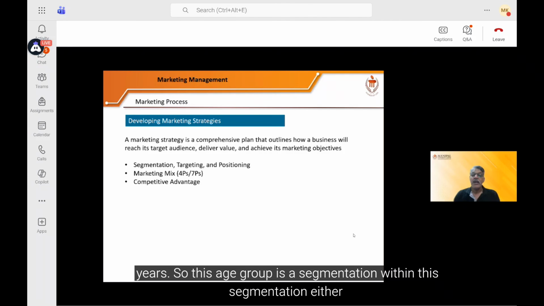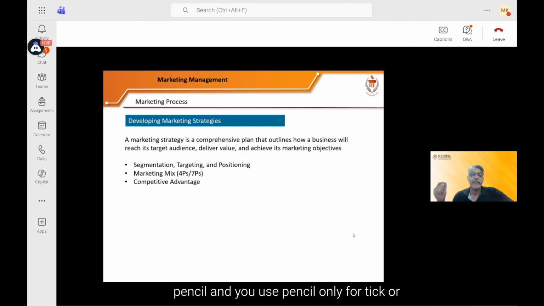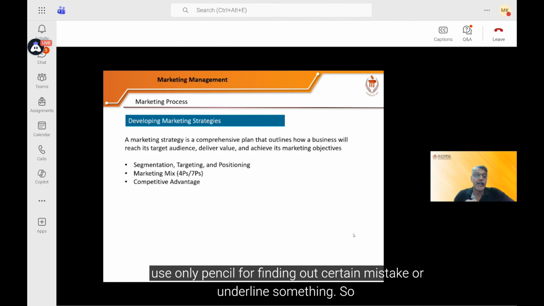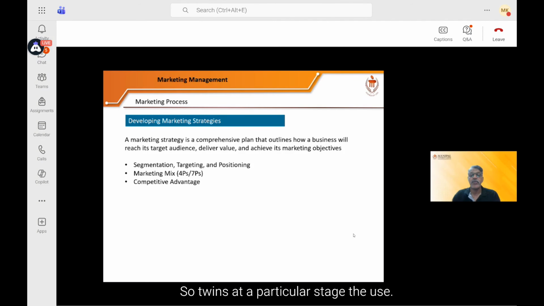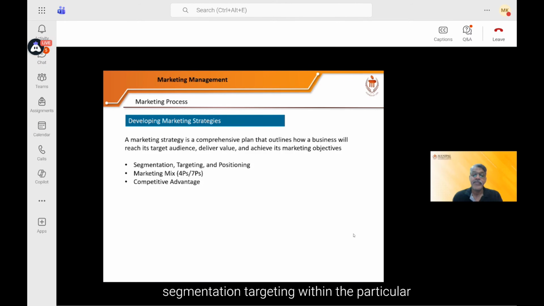Within this segmentation, either they or their parents buy the notebook for the learners. Pencils, even pencil from class 1 to class 4. When you come to class 5, you start using pen. A day comes when you are not able to use pencil, and you use pencil only for a tick, or for finding out certain mistakes or underlining something. So it means at a particular stage, the use of certain products comes to an end. So you do that particular segmentation.